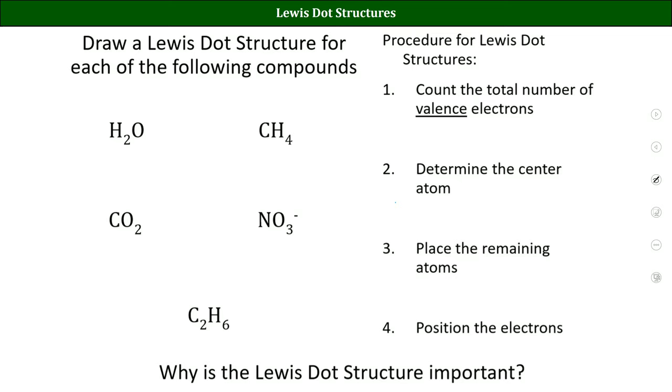Right, so before we get there, ignore C2H6 for a second. Why do we care about the Lewis dot structure in terms of properties or things that we could actually measure? What does the Lewis dot structure determine? How many bonds it has? How many things it has taking up space around that middle atom, right?